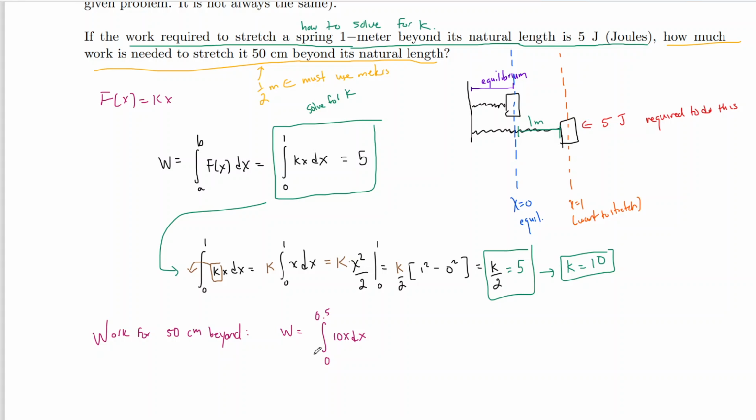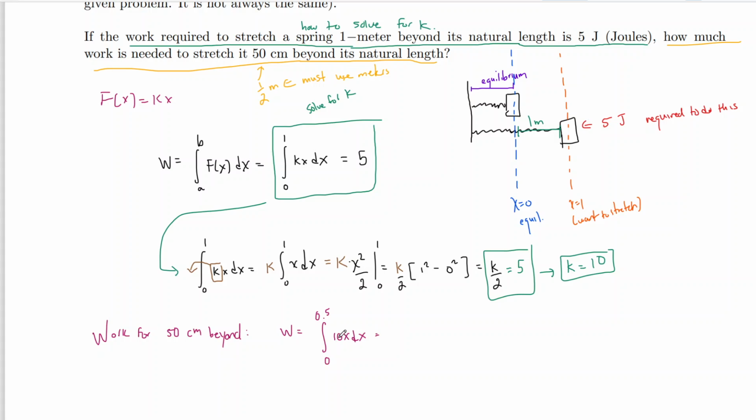Whichever one you want to write. You can write 0.5 or 1/2. It's the same thing. But the idea here is, if you wanted to figure out how much work is needed to stretch it 2 meters beyond its natural length, you would integrate 0 to 2. If you wanted to figure out how much is needed to stretch just 1 centimeter beyond its natural length, it would be the integral from 0 to 1 over 100. Okay, so after you figure out k, you can do any number here. Just make sure you're using meters.